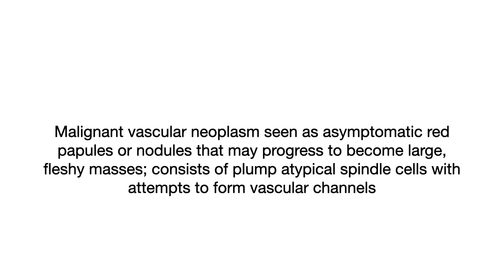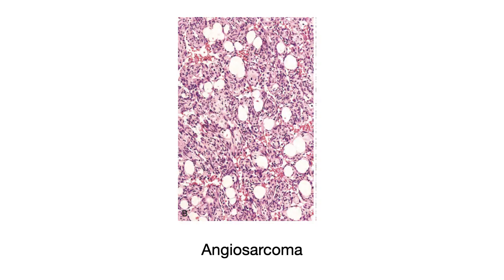This is a malignant vascular neoplasm, seen as asymptomatic red papules or nodules that may progress to become large fleshy masses. They consist of plump atypical spindle cells with varying degrees of differentiation in forming vascular channels. These are known as angiosarcomas.